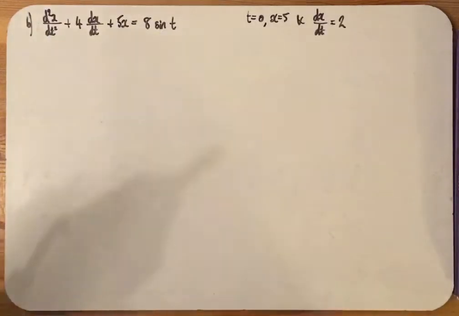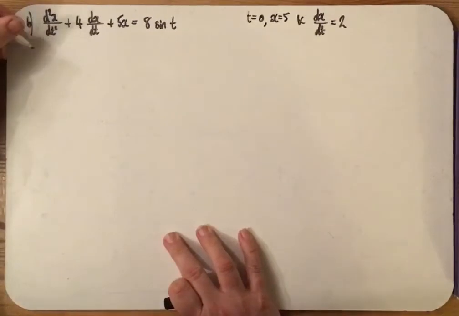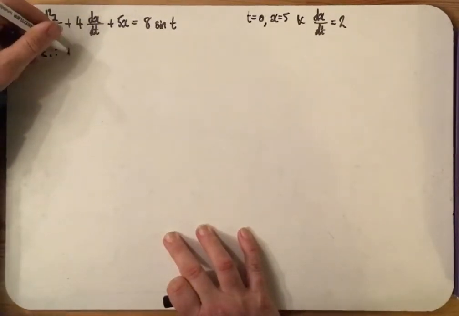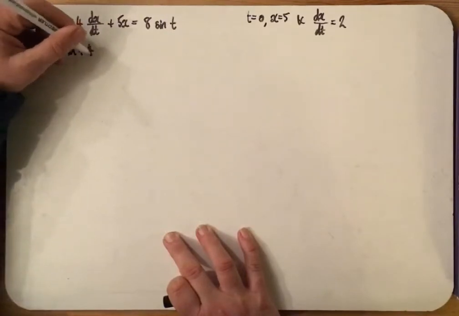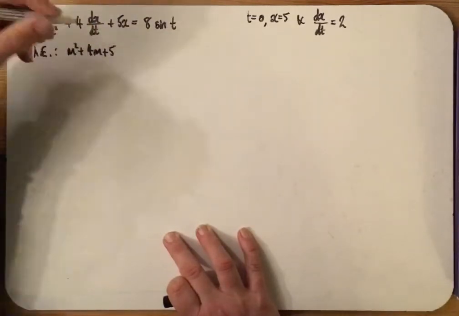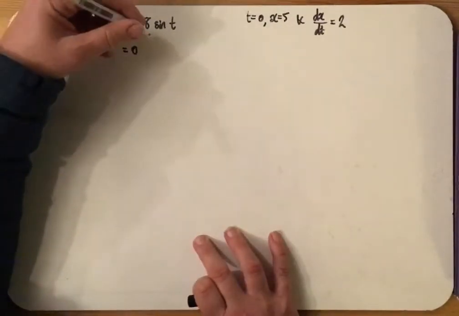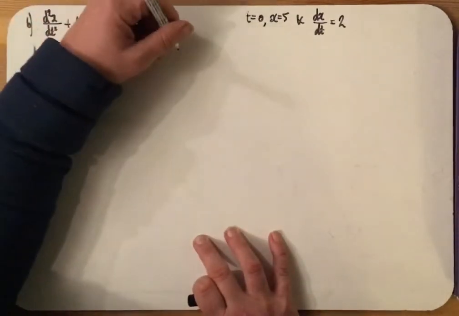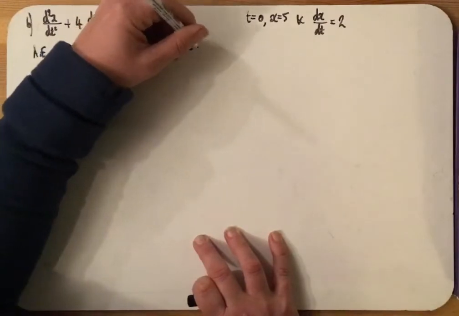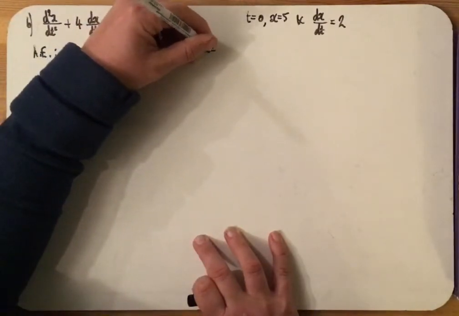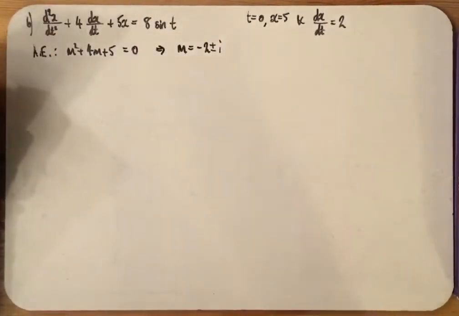Okay, part B, solving the differential equation. They're kind of quite routine, aren't they? So auxiliary equation, m squared plus 4m plus 5 equals 0, and that gives you that m equals minus 2 plus or minus i.